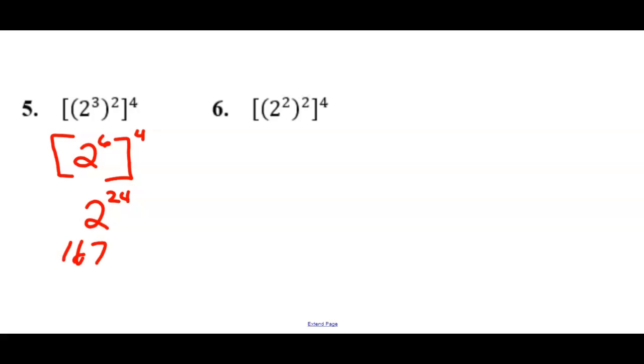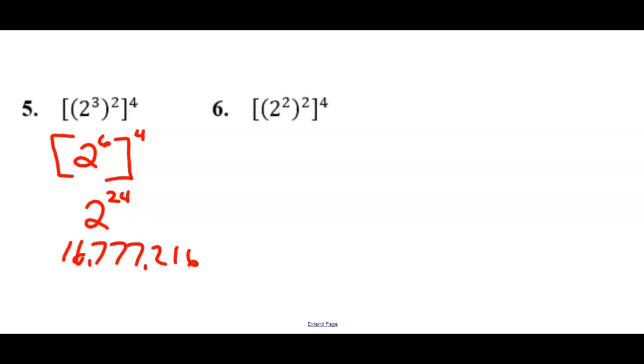I'm not reading that number right. Let's see. 16,777,216. How did I get this? I did this on my calculator. I put the 2 in. I hit my caret button. I put 24 in. I hit equals, and I got that big number. Do you have a calculator in front of you?